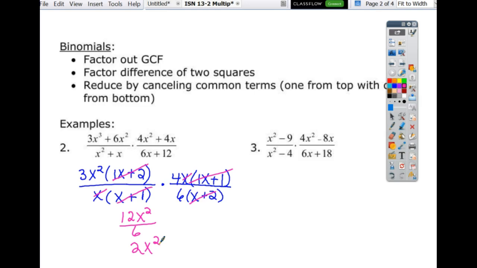Okay. So on number 3, I have x squared minus 9. That's a perfect square. What's the square root of 9? 3. So I'm going to get x plus 3 and x minus 3. And on bottom, how do I factor the x squared minus 4? Very good. X plus 2 and x minus 2.